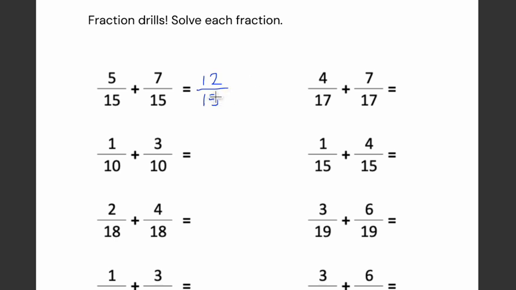Now we learned a few lessons ago that we can simplify fractions if they have the same factors. So in this case, 12 has a factor of 3, and 15 also has a factor of 3. So when we divide both sides by 3, 12 divided by 3 is 4, and 15 divided by 3 is 5, we get 4/5. And so that's our final answer.